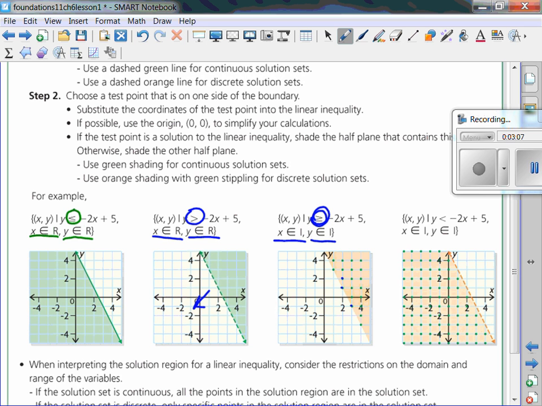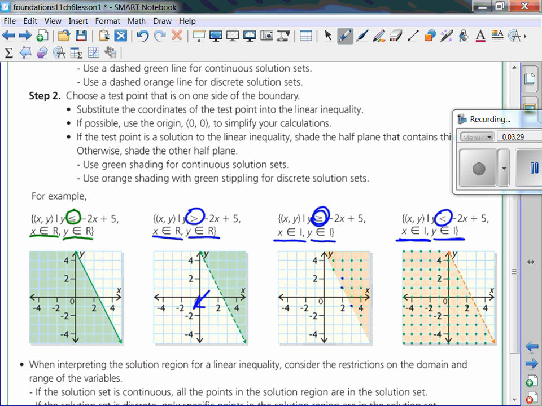The last example is going to be the same idea. We have limitations, they have to be integers. At this time, there's going to be no equality possible. So we have no equality possible and limitations. What we're going with is a dashed orange line with stippled green and orange shading in the appropriate spots.